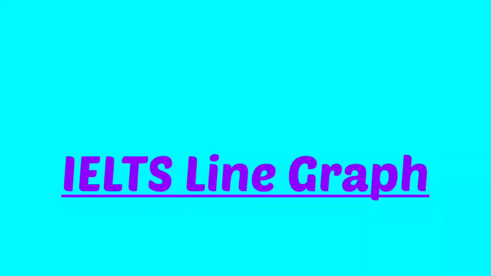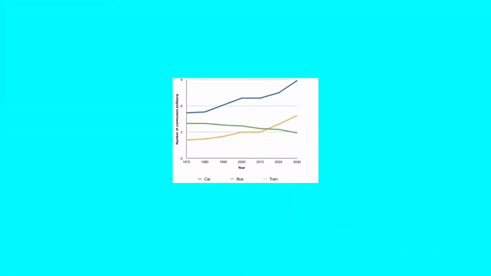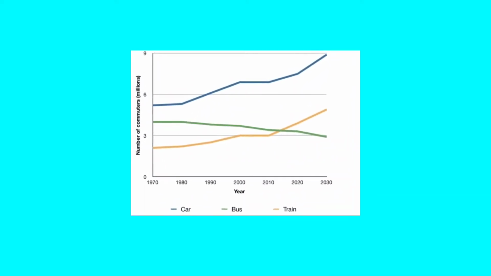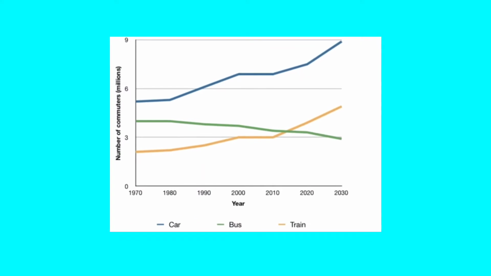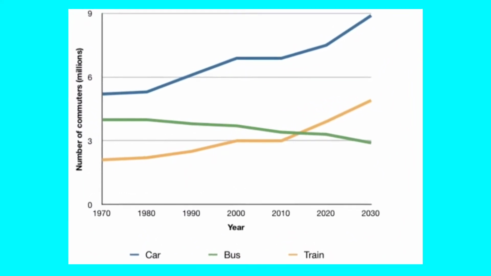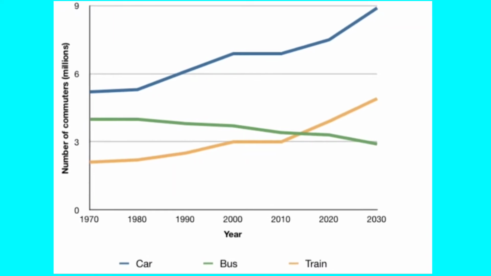To begin with, line graphs are very common in IELTS Writing Task 1, along with bar charts, tables, maps, diagrams, and pie charts. So you can see them frequently in your IELTS examination for the writing.